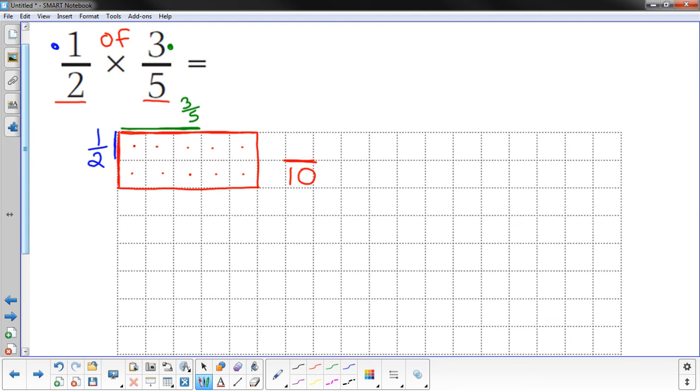Well, what's pretty cool is if I extend where this line for half ends and extend it this direction, and I bring down this one where the 3 of the 3/5 is, and where they meet, that region is my answer actually. This region right here, 1, 2, 3. That little smaller rectangle represents my numerator, 3. So my answer is 3/10.